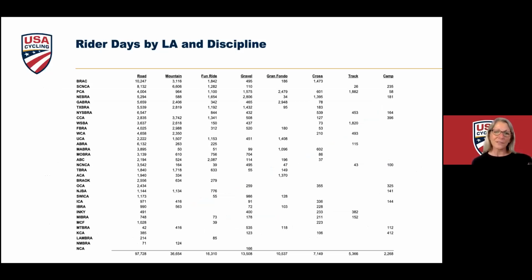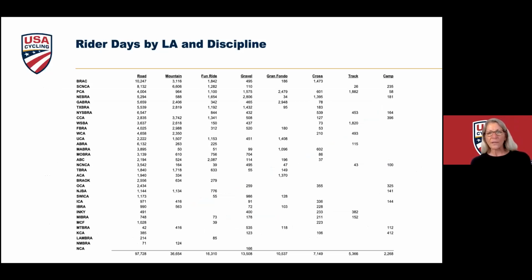Bonnie, if you go to the next slide, it shows rider counts by discipline by LA. I'll just let you look at it. There's not a whole lot to say about it other than they're ranked from left to right. So road clearly has the most rider days, then mountain biking, fun rides, gravel, Grand Fondos, cross. This is through Q3, the end of September.